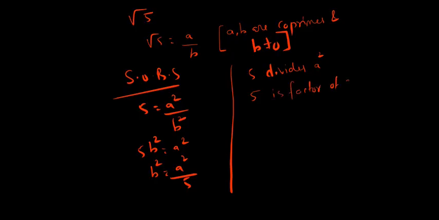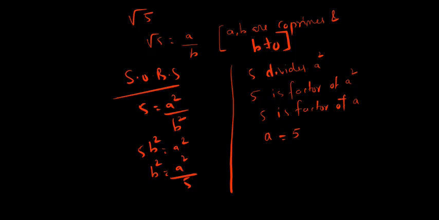After that, as 5 is a factor of a, a equals 5 into some number. If 5 is a factor of a, that is, 5 divides a, that means a should be a multiple of 5. Otherwise, it can't divide it. So a equals 5 into some k.